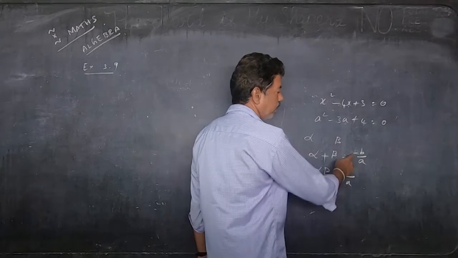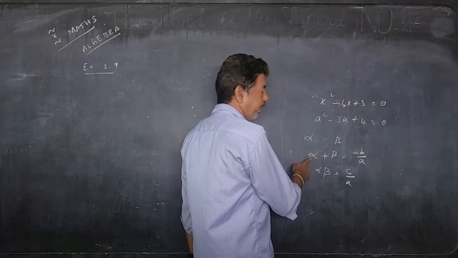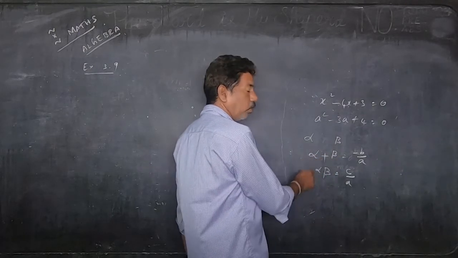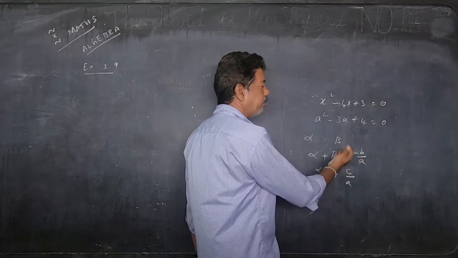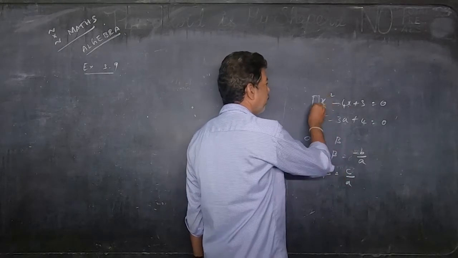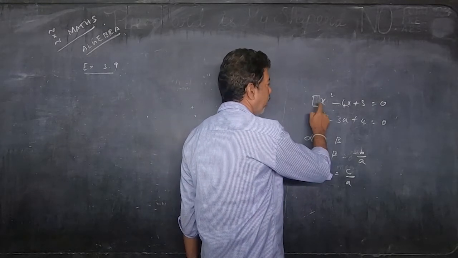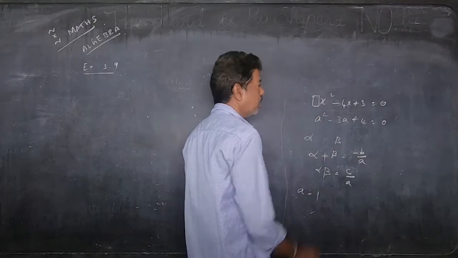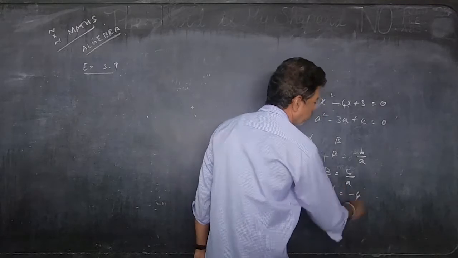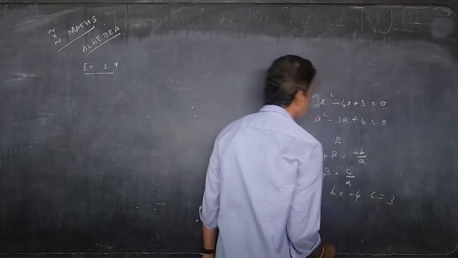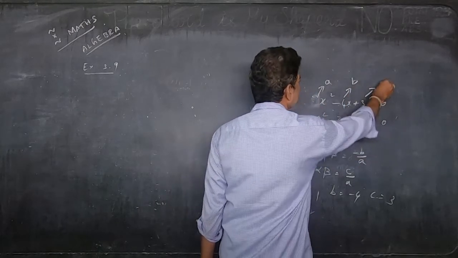Here there is no minus, here there is minus: minus b by a, c by a. If you want to find the sum of roots, use this concept; for the product of roots, use that one. Then what is the meaning of a, b, c? The number in front of x square is called a. According to this, a is 1 because there is nothing written, so the coefficient is 1, b is minus 4, and c is 3.